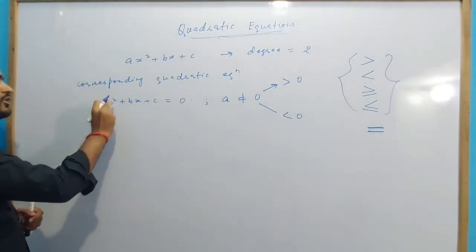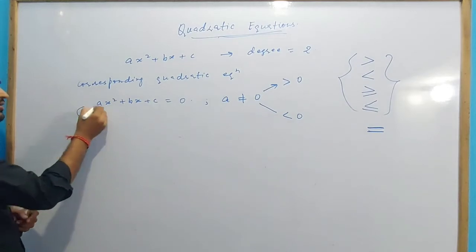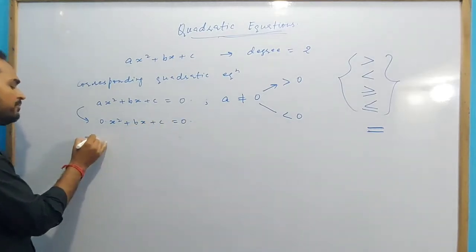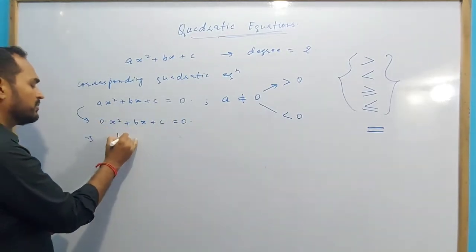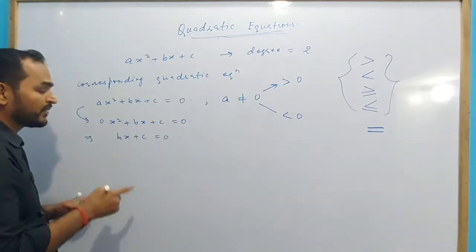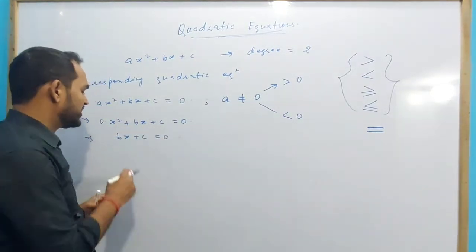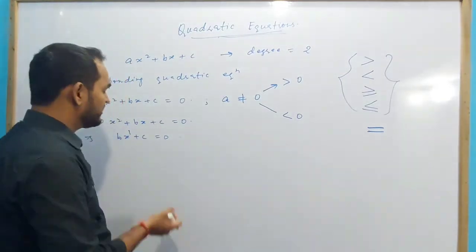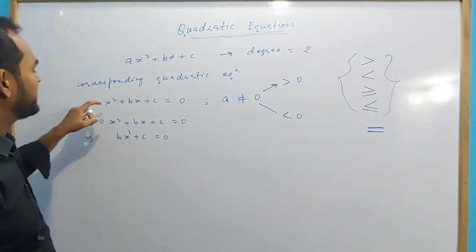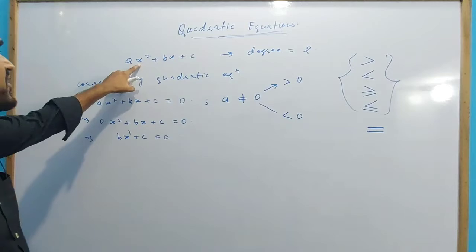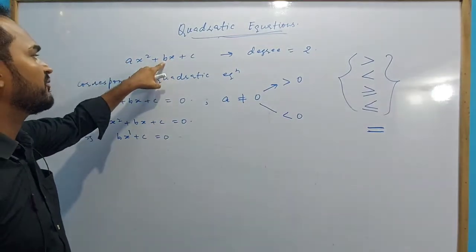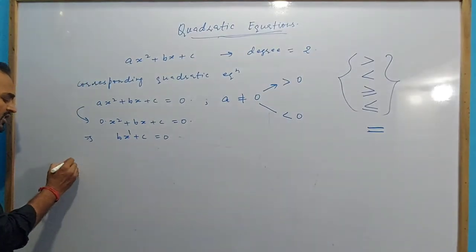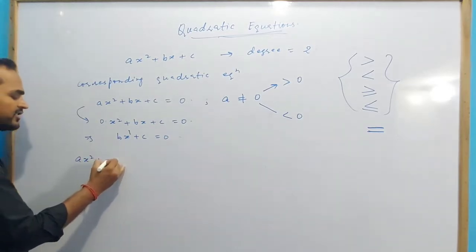As a becomes 0, this quadratic equation becomes 0x square plus bx plus c equal to 0. It implies that 0 into x square is 0, so it will become bx plus c equal to 0, which is not a quadratic equation because its degree is 1. So any equation whose degree is 1 cannot be a quadratic equation. Therefore, it is very important that a should not be equal to 0. a is the coefficient of x square, b is the coefficient of x, and c is the constant term.